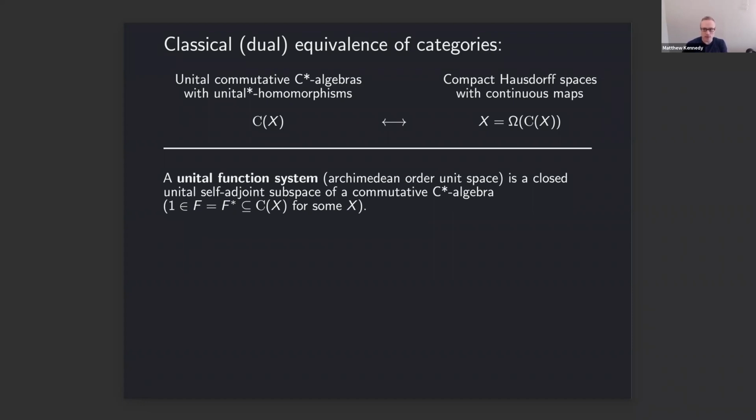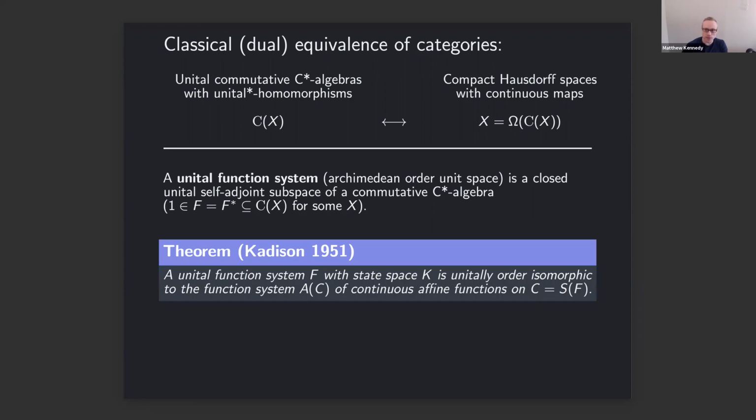So first of all, a definition. So a function system, a unital function system, or something sometimes known as an Archimedean order unit space. This is a closed unital self-adjoint subspace of a commutative C-star algebra.